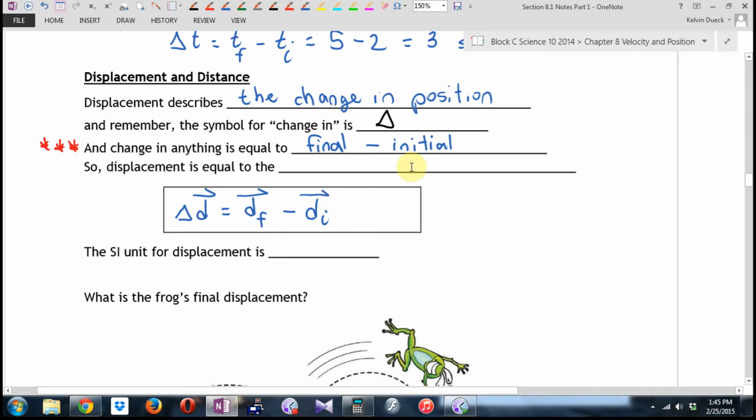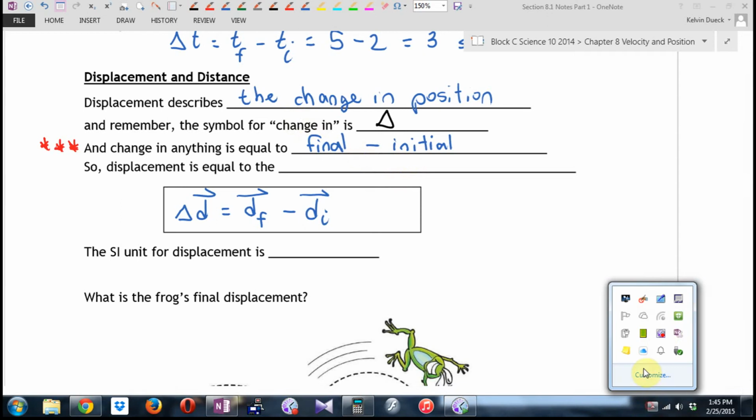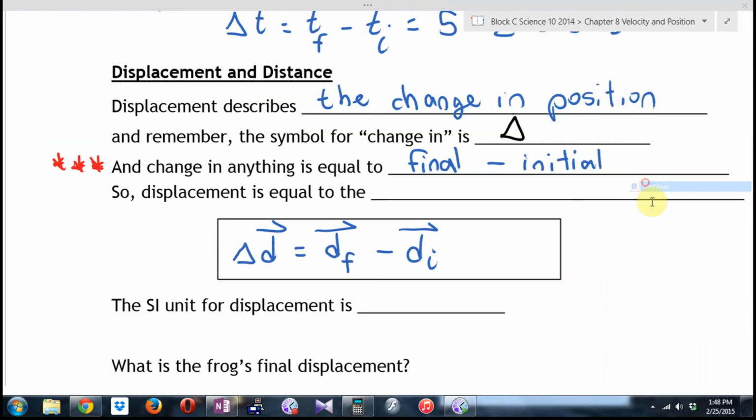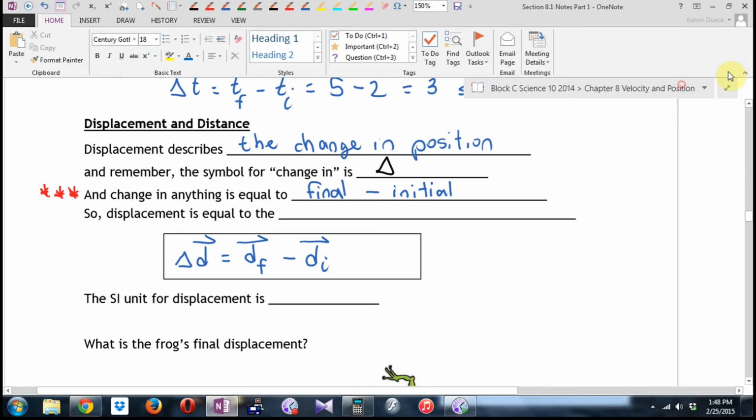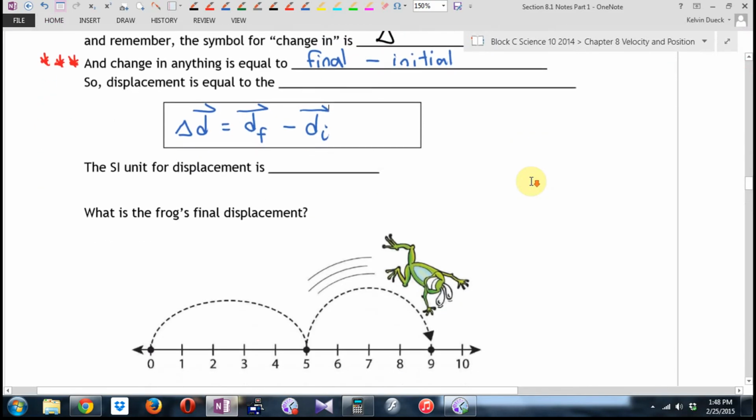I'll pause the video for 1 second. So I've gone on my final minus initial rant. Hopefully I've convinced you why it's useful. Again, some terminology. The SI unit for time is seconds. The SI unit for displacement, meters.